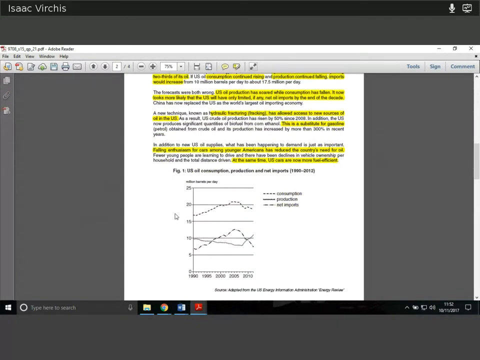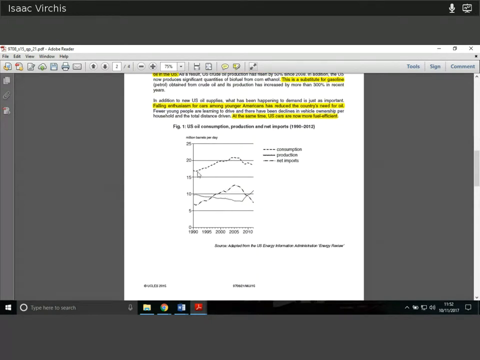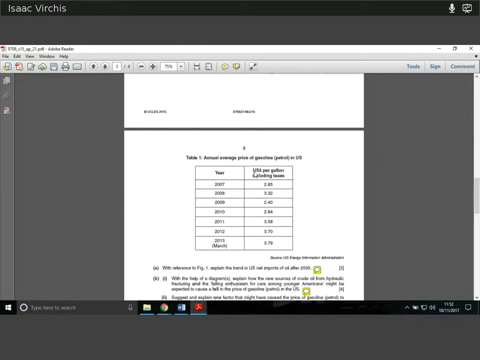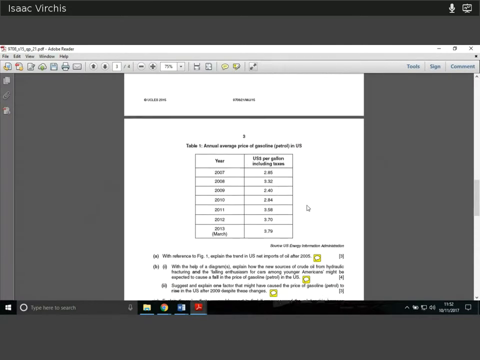Here, we'll look at figure one, which is showing us consumption, production, the little dotty line there, and net import. So we can see the relationship between them on figure one. We can extrapolate, this is probably about 17 there, up to about 20, 22 maybe, 21, and back down to maybe 18. Estimating those figures is going to be quite important. Table one, here we've got the price of oil and what's been happening there.